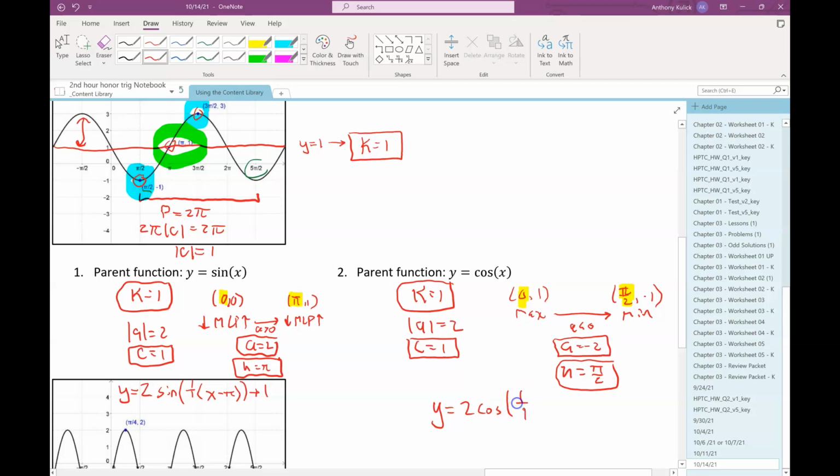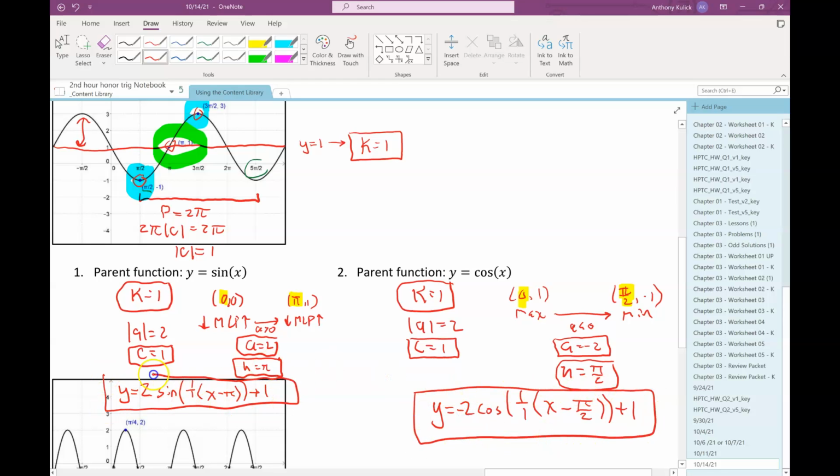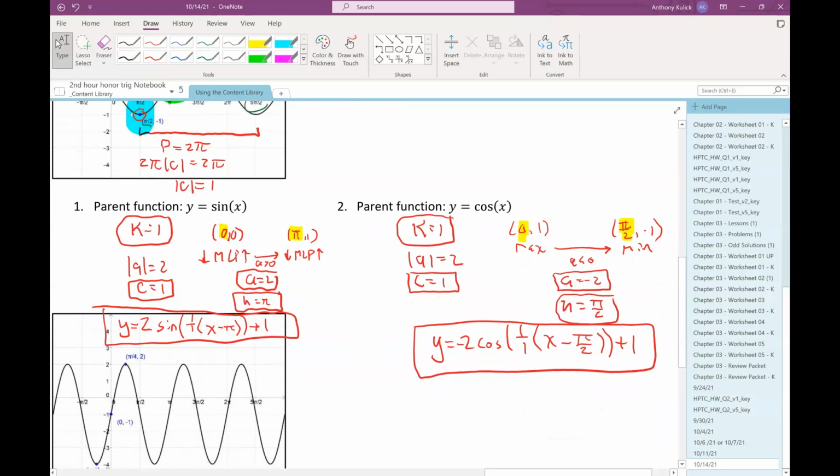So A cosine 1 over c x minus h plus k. Oops, negative 2. Does that feel okay, Margot? Yeah, you're welcome.